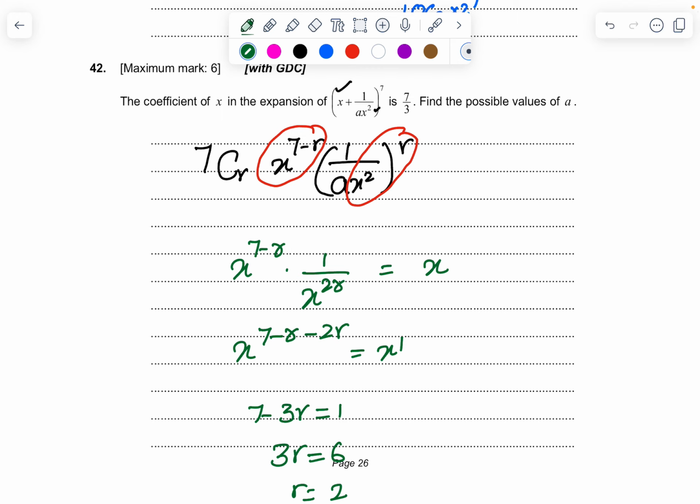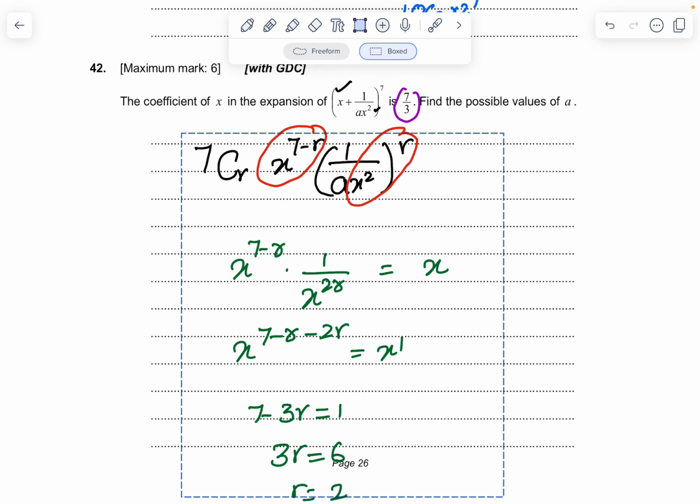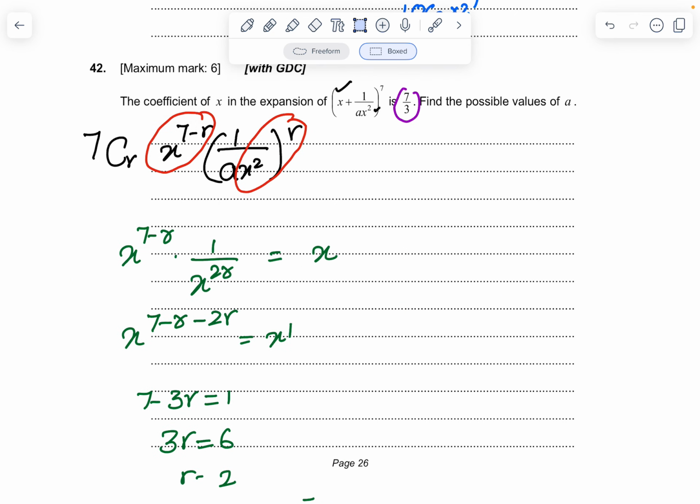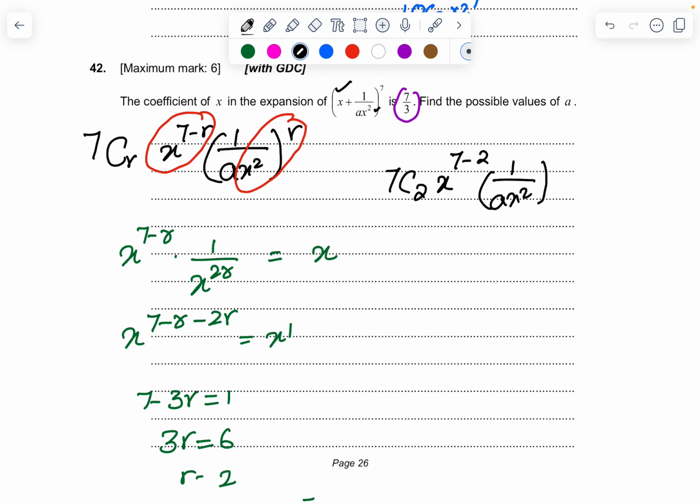Now he says the coefficient is 7 upon 3. So I got the value of r as 2. So 7c2 x to the power of 7 minus 2, 1 upon (ax square) whole to the power of 2. So what will be the coefficient? The coefficient is going to be 7c2 times 1 upon a square equals 7 upon 3. So 7c2 is 21. So 21 upon a square equals 7 upon 3.